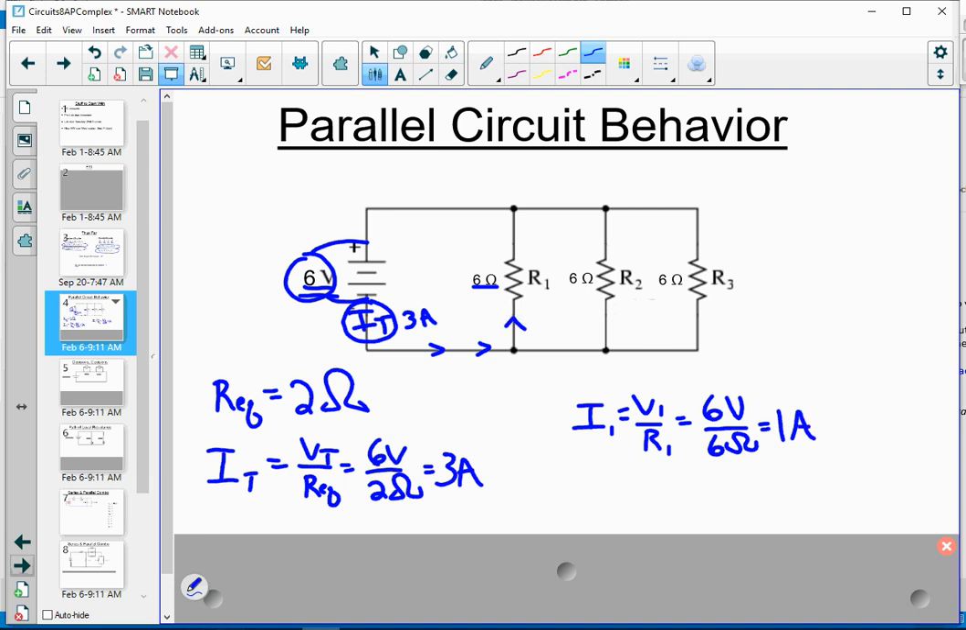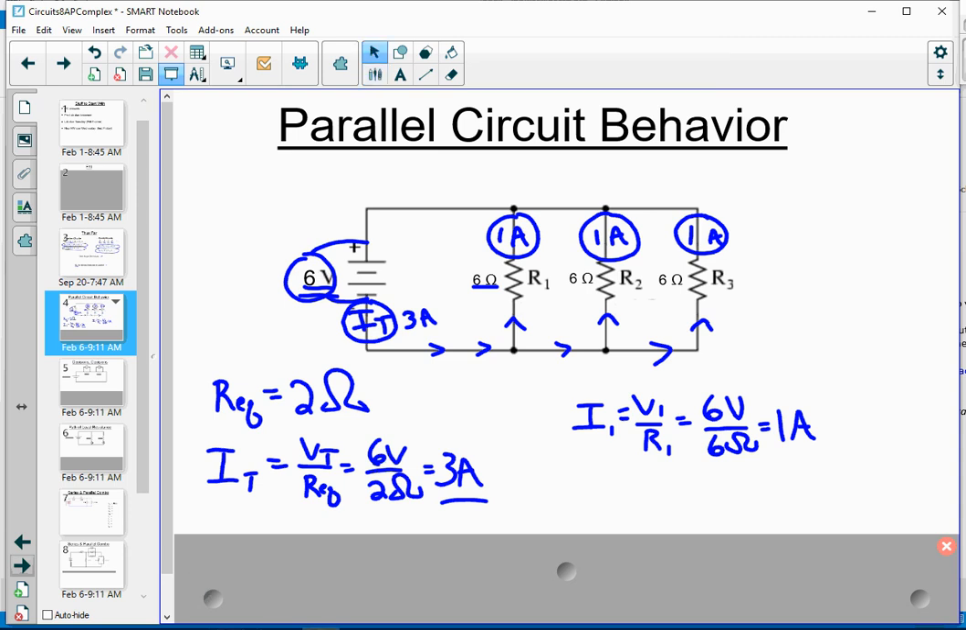So 1 amp of current takes the left turn and flows to the first resistor. In a like manner, 1 amp of current takes the second turn and goes to the second resistor, and 1 amp of current is left to go through the outside loop, which brings our total current up to 1, 2, 3 amps, which we knew anyway as our total current.